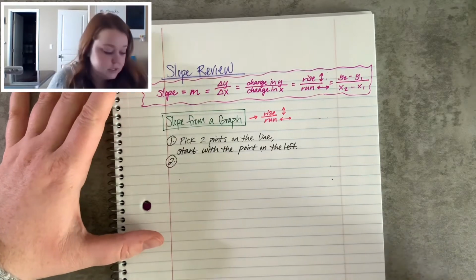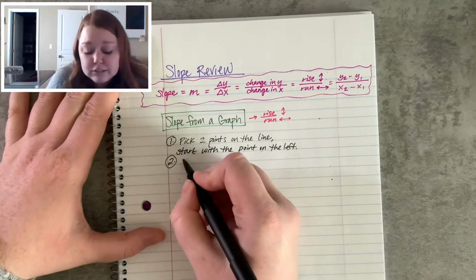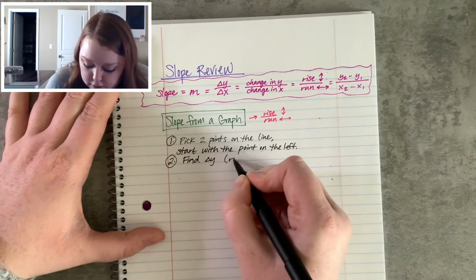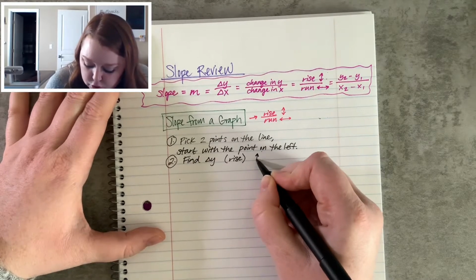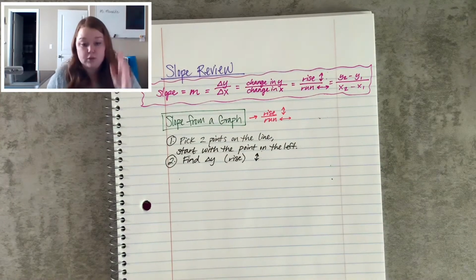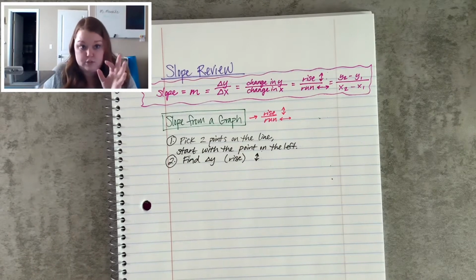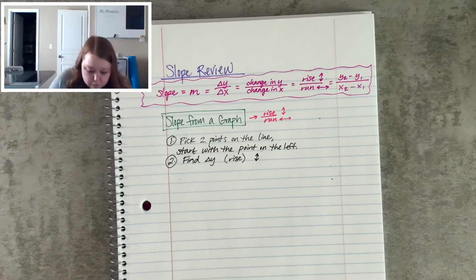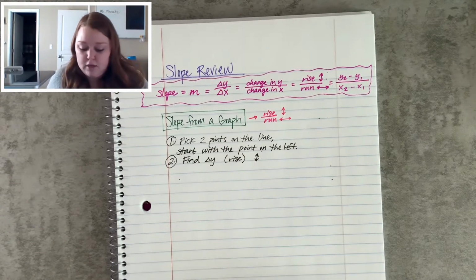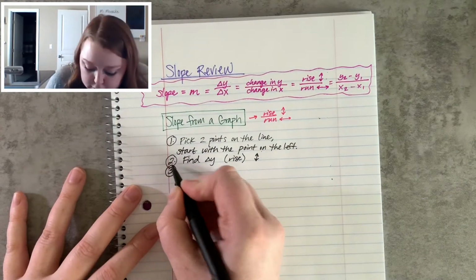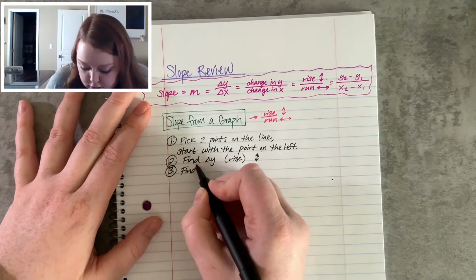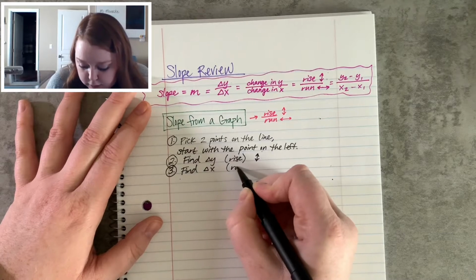And then after that, next thing we're going to do is we're going to find the rise. Okay, so you can call this find change in y. You can call it the rise. You can draw a little arrow going up or down, but you need to find that vertical change. So starting on the point on the left, figure out, did it go up 4? Did it go down 5? Whatever it might have done. Okay, so figure out how much it moved up or down. Next, you're going to find how much it moved left or right. So that's your change in x, which we like to call the run.